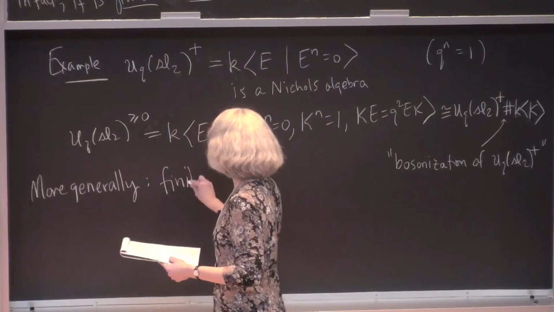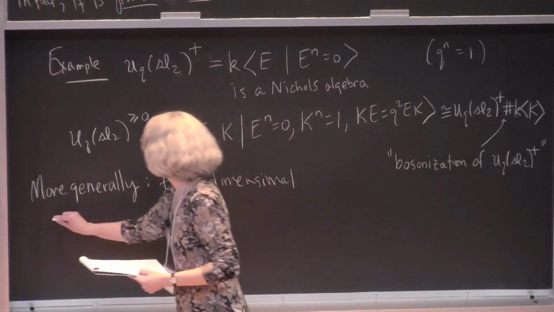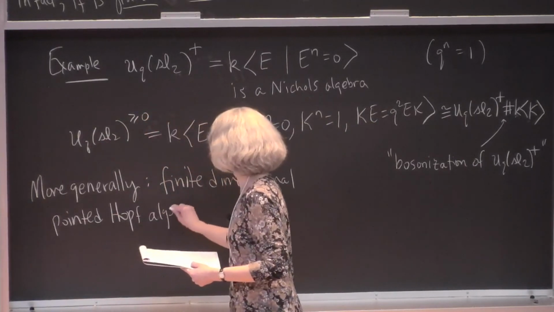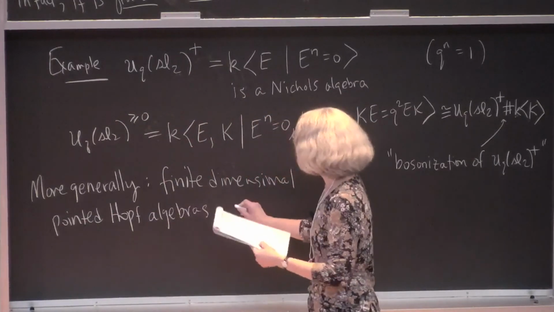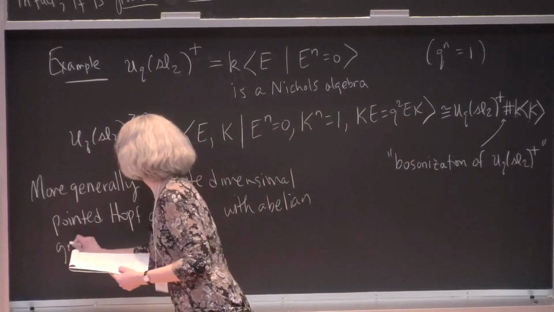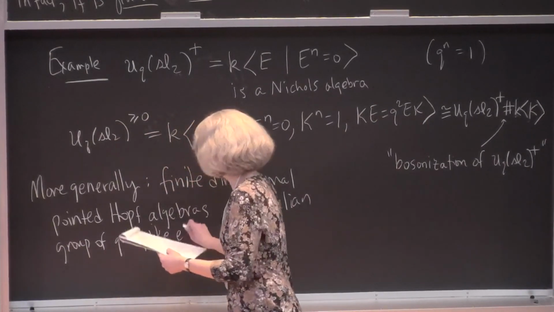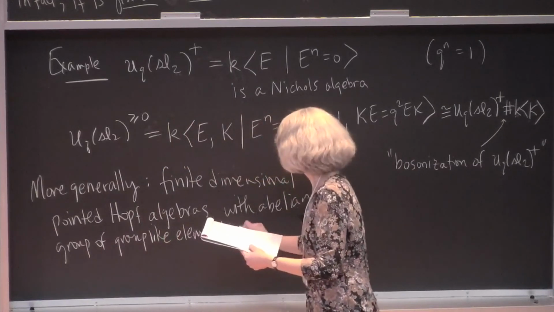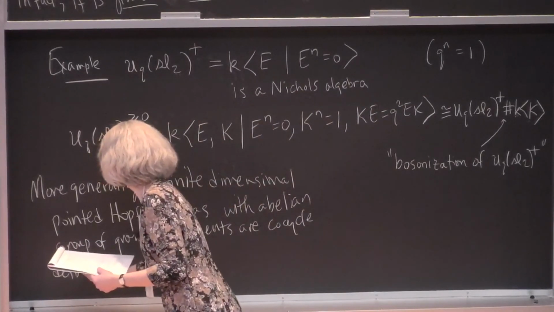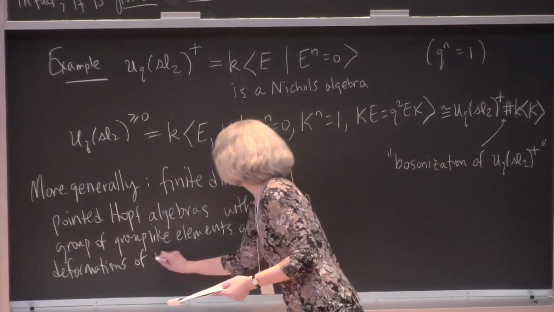So more generally, what happens? Finite dimensional pointed Hopf algebras with abelian group of group-like elements are exactly co-cycle deformations of bosonizations of Nichols algebras.